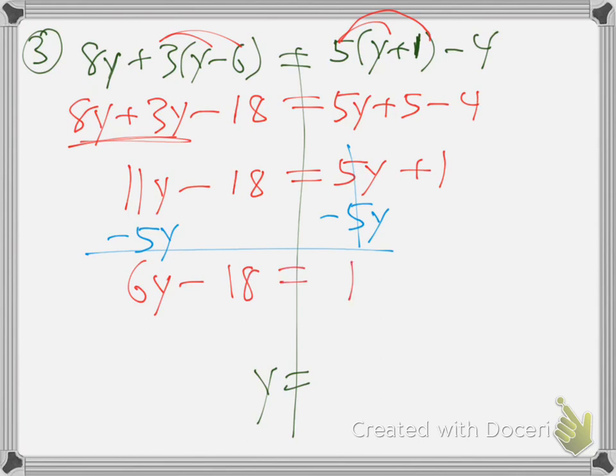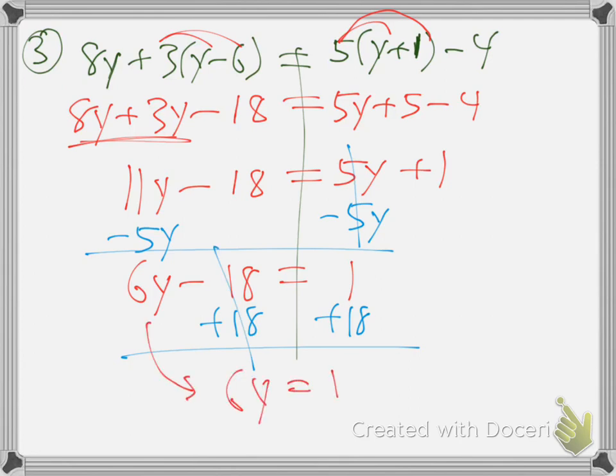Now we've got to get y alone. What do we have to do to get y alone? Add that 18, and that cancels. And so 6y is 19. Last step to get y alone: divide. Last step is always divide. There it is. 19/6. We good? Questions I can answer on that one?